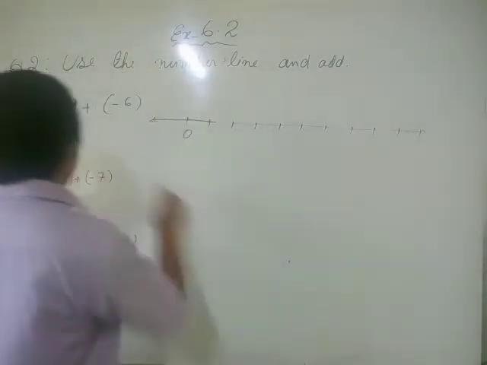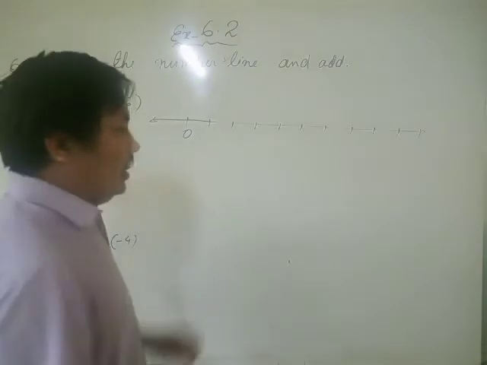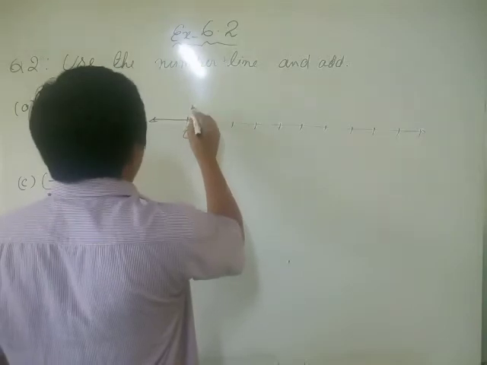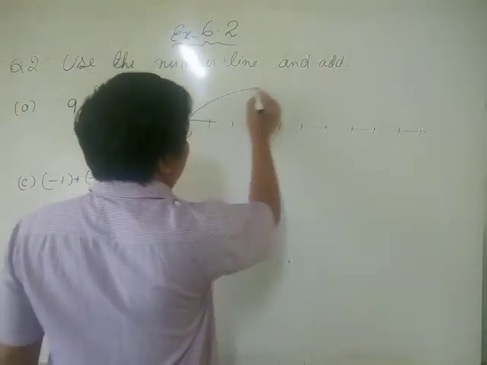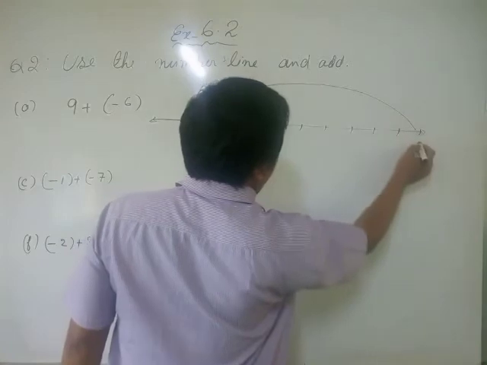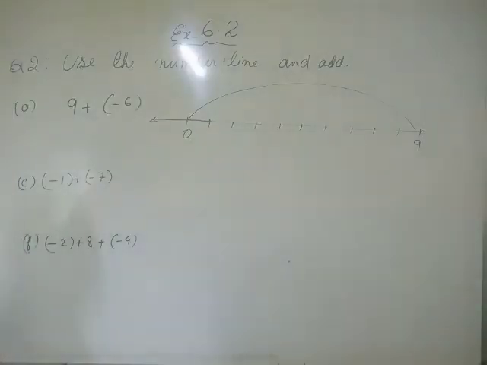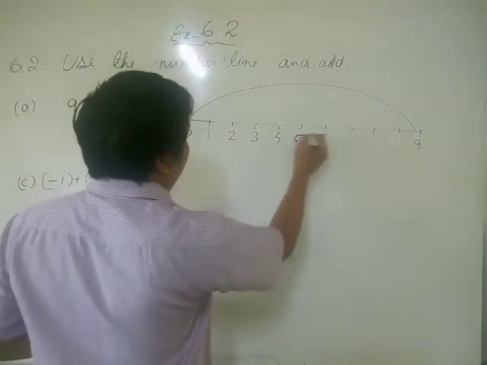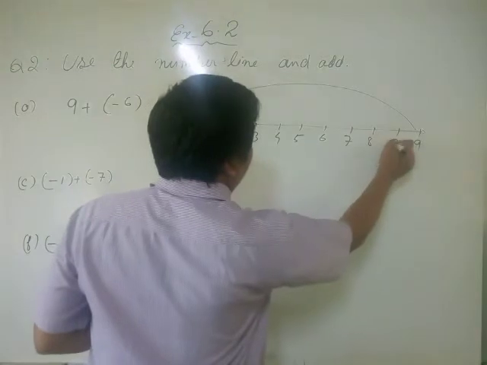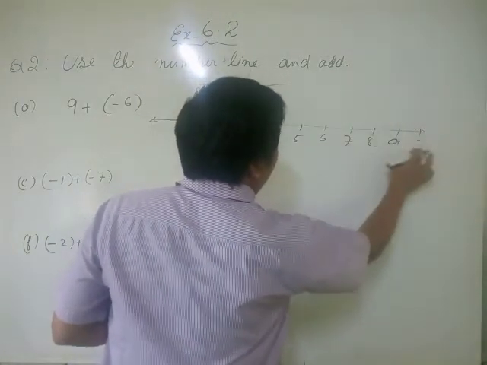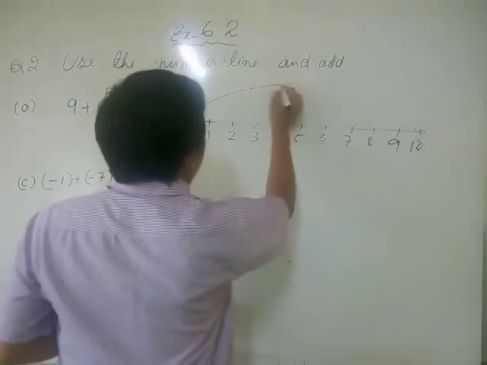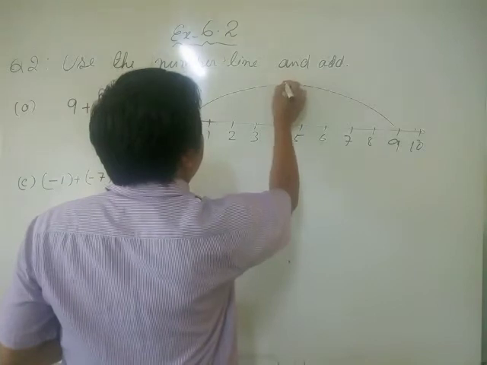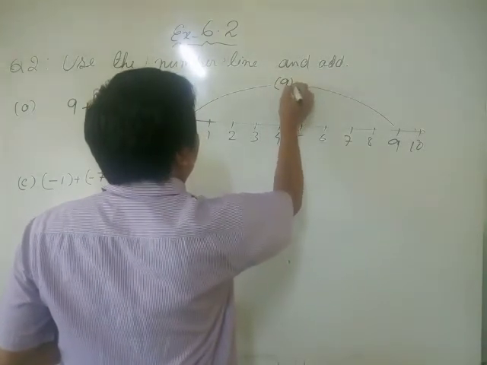Up to 10 you can take because the number is 9, isn't it? Now from 0 to plus 9. This is plus 9 here: 1, 2, 3, 4, 5, 6, 7, 8, 9. Oh, sorry, this is 10. I'm writing 10 here. So from 0 to here is plus 9. That means it is 9.